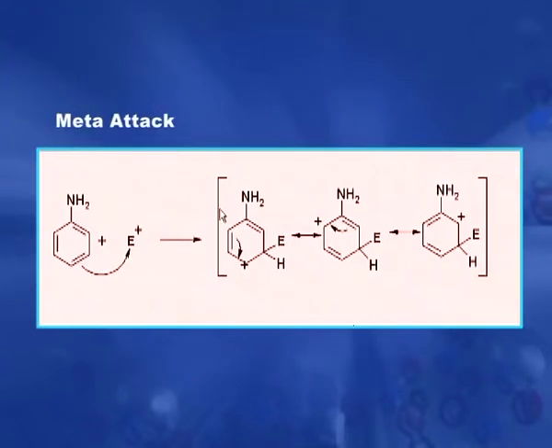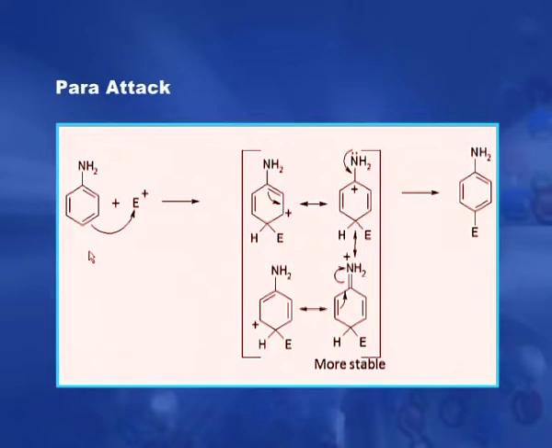Now, meta attack. In this, if we see the attack of an electrophile on the meta position, there is formation of 3 resonating structures of an intermediate in which none is more stable, and the fourth structure like in ortho attack is absent here. If we see the para attack of an electrophile, here again we see this extra stable structure, which is also present like in ortho attack, and which is again more stable for the same reason, because the octet of each atom is complete.